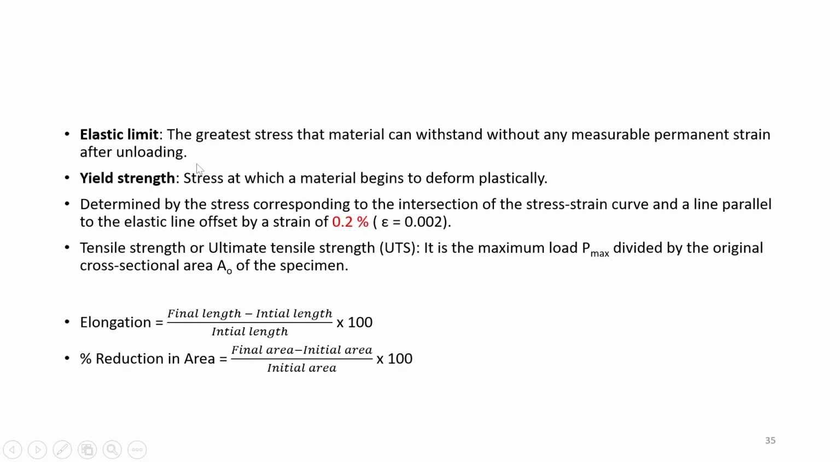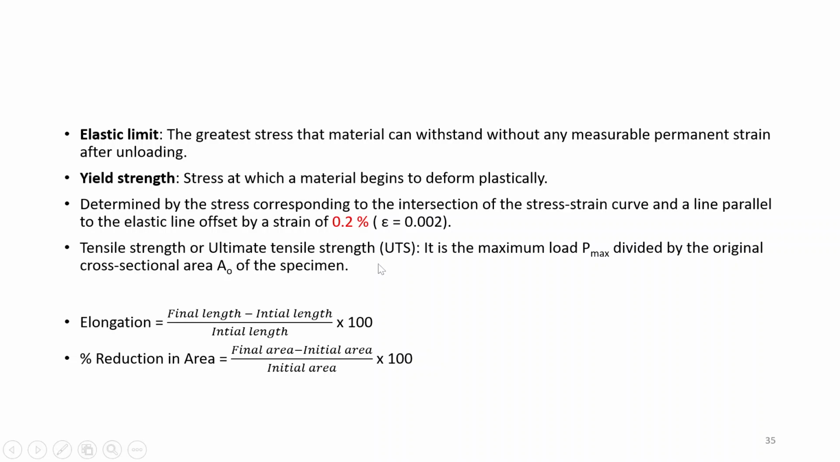Then elastic limit. So it is the greatest stress that material can withstand without any measurable permanent strain after unloading. And yield strength is stress at which a material begins to deform plastically, and it is determined by the stress corresponding to the intersection of the stress strain curve and a line parallel to the elastic line offset by a strain of 0.2%.